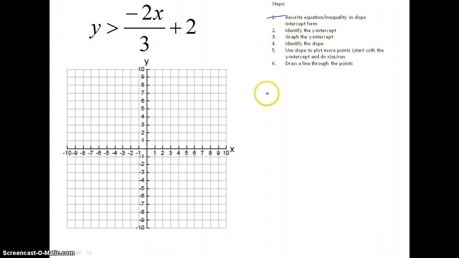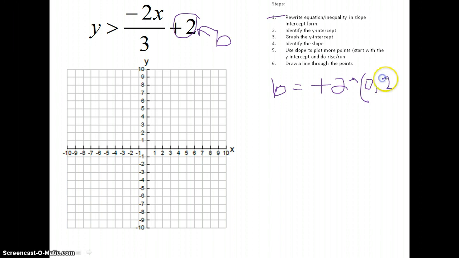Then it says identify your y-intercept. So what is my y-intercept in this case? You are correct. It is a positive 2. So this is my y-intercept. So if we turn that into a point, it's going to be (0, 2). So that one's checked. Then it says graph the y-intercept. So I'm going to graph (0, 2). So I'm going to start at the origin and go up to 2.